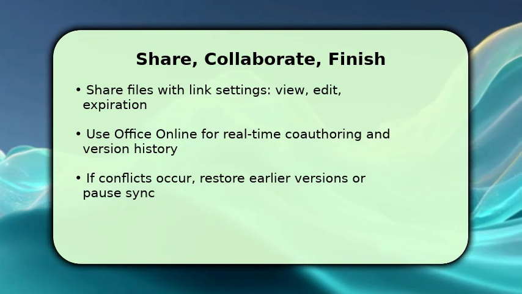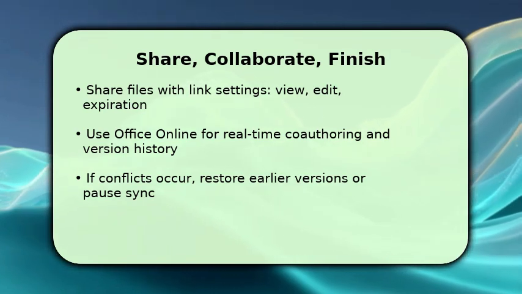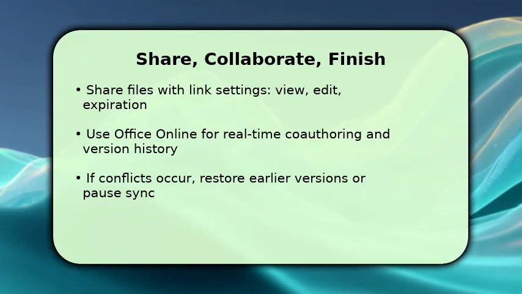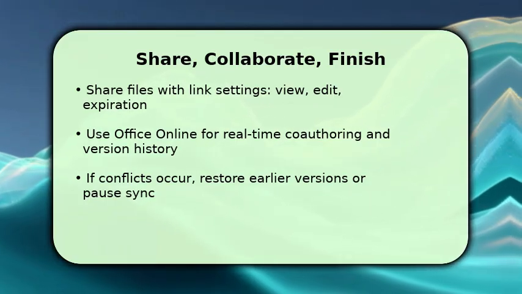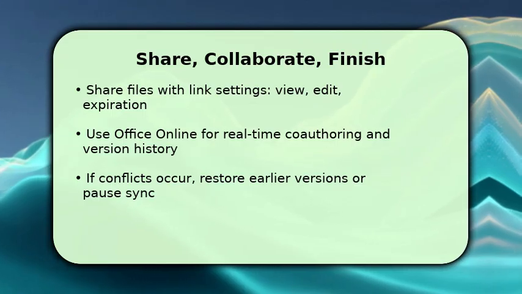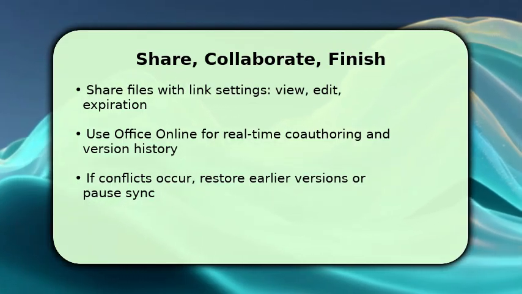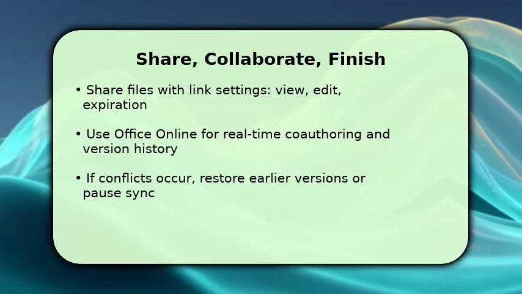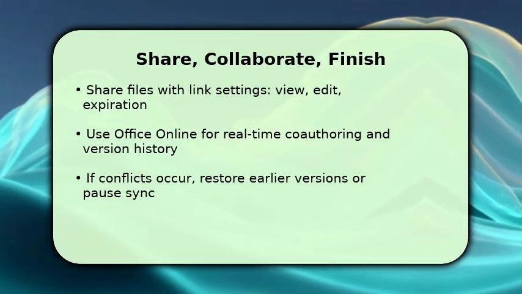Finish by sharing and collaborating. Select a file, choose Share, and set link permissions like editing, expiration, or blocking download. Use Office Online to co-author in real time so changes merge automatically. OneDrive keeps version history so you can restore previous copies if needed.